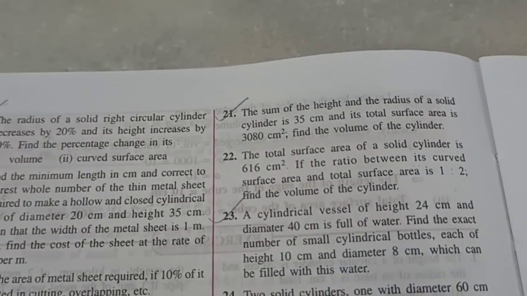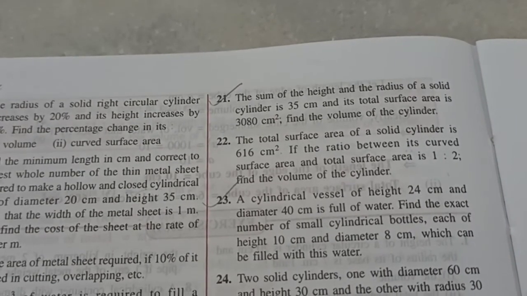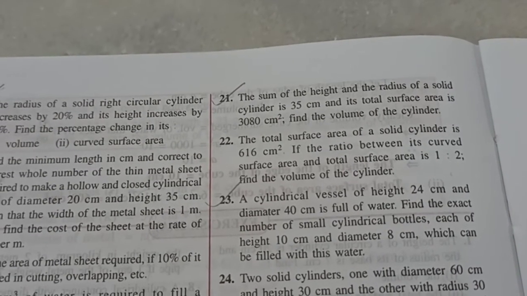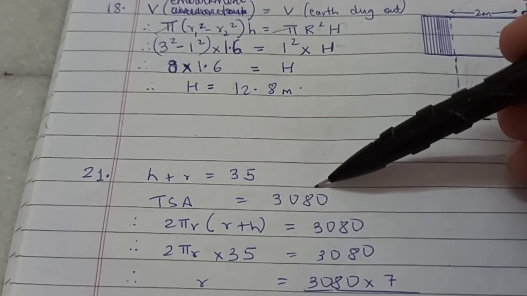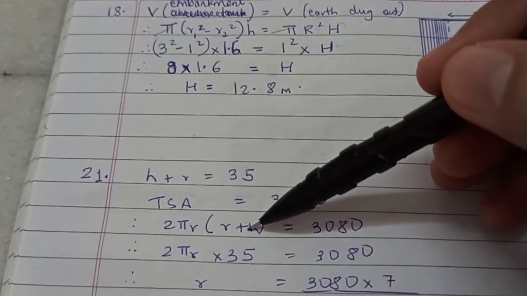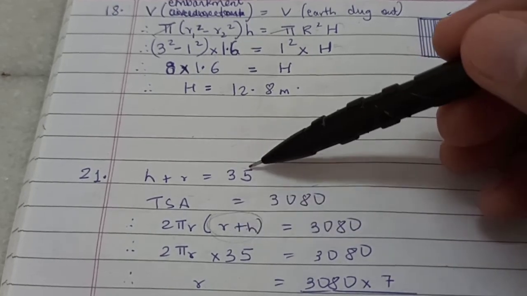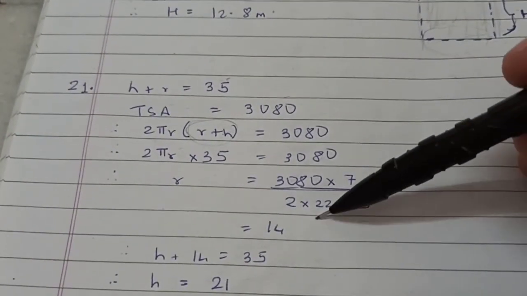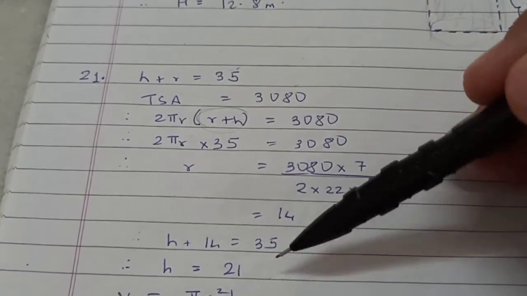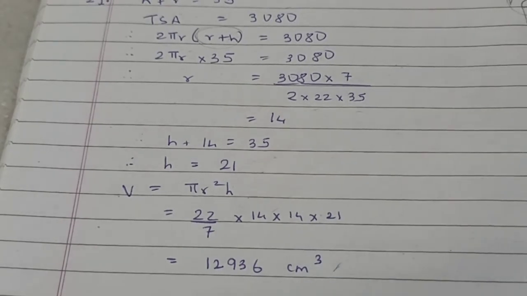Next, the 21st sum. The sum of the height and the radius of a solid cylinder is 35. Okay, h plus r is 35. And the TSA is given, 3080. Find the volume. Sounds easy. If h plus r is 35 and TSA is given, TSA formula we know. This is the TSA formula for cylinder. Out of that, r plus h value we already know, 35. So substitute that. So the only thing left is r. Solve and get the value of r. Once you get the value of r, substitute and get the value of h. Once you get the value of h, find the volume using the formula. And this is the answer. But do all the calculations on your own.